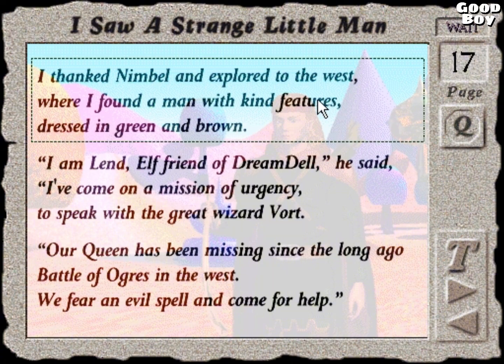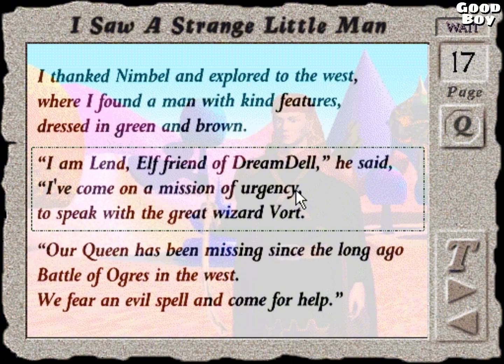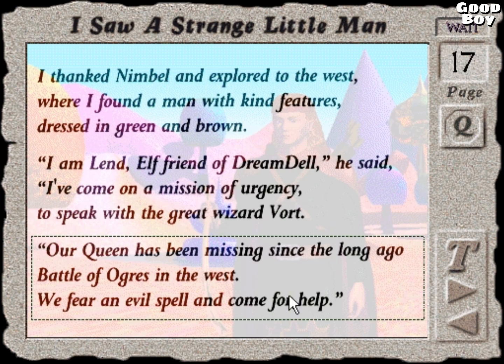I thanked Nimble and explored to the west, where I found a man with kind features dressed in green and brown. "I am Lend, elf friend of Dreamdell," he said. "I've come on a mission of urgency to speak with the great wizard Vort. Our queen has been missing since the long-ago battle of ogres in the west, and we fear an evil spell and come for help."